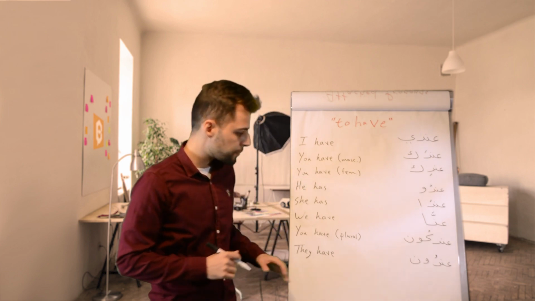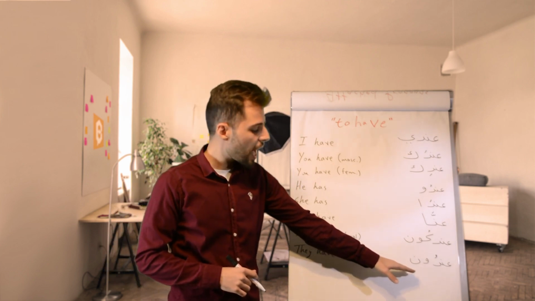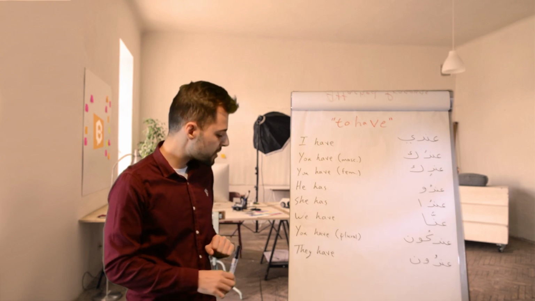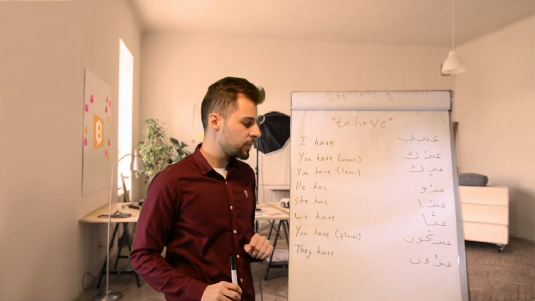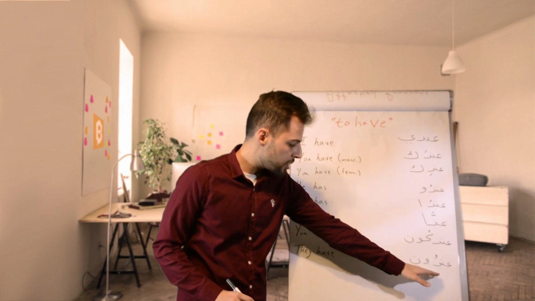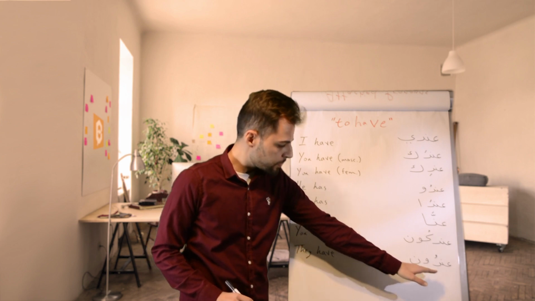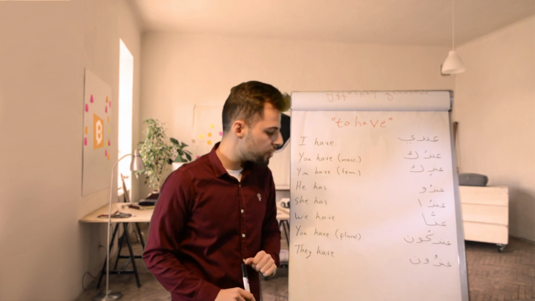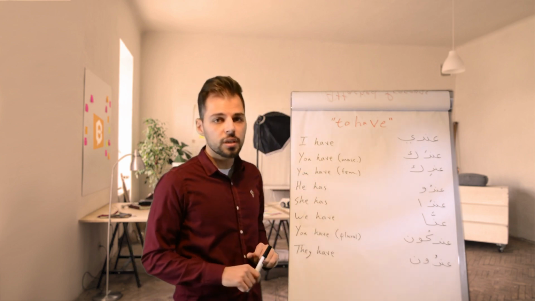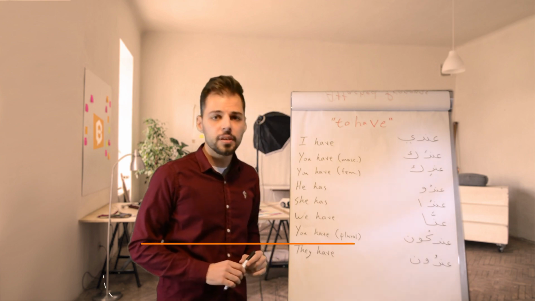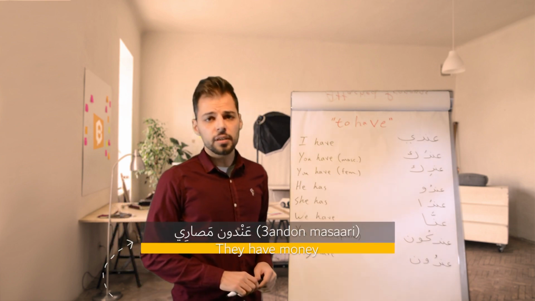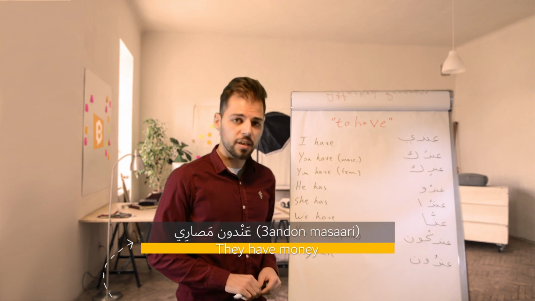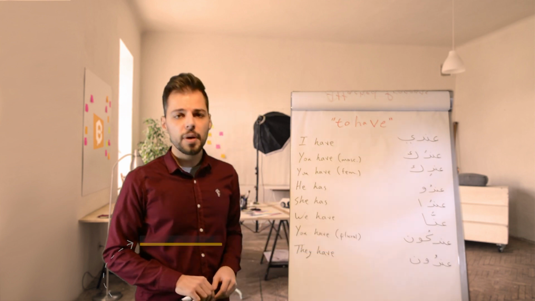Next, we have عندن. عندن means they have. It's the suffix on attached to the word عند. So it's عندن. For example, عندن مصاري. They have money.